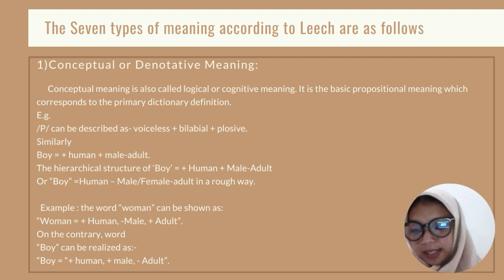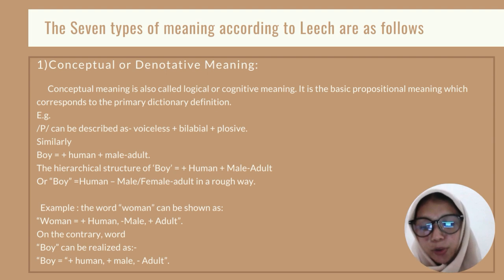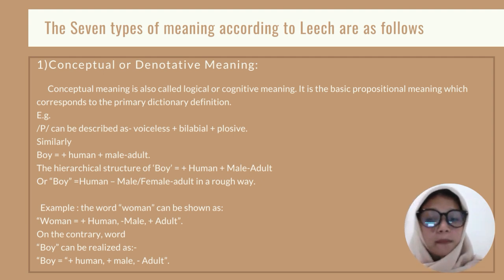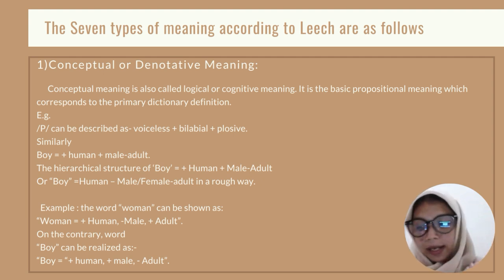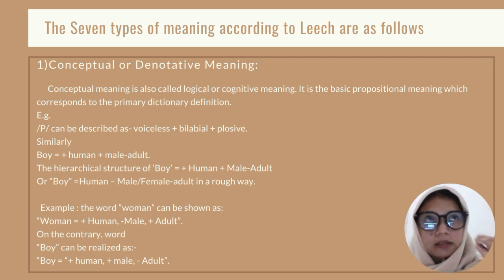And the second example is the word woman, which can be shown as human, female, and adult. On the contrary, the word boy can be realized as human, male, and adult. So, in this case, about the boy, it is formal. For example, we know that a boy is human, and we know that a boy is male, and a boy can be a child, and a boy can be a father, for example. So in this case, we take the boy or female or human as adult.